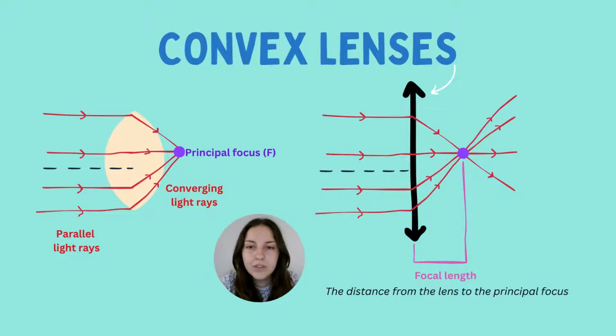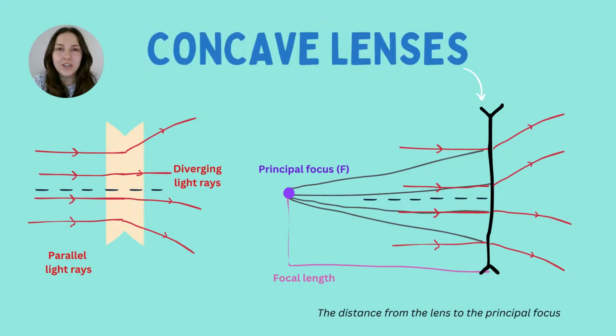Now, as you can see, we also have something called the principal focus and focal length. This is basically the midpoint of the lens and the distance from that midpoint to the principal focus, and that's what we call the focal length. The focal length will become important later on in the video, but I just wanted to point that out here.